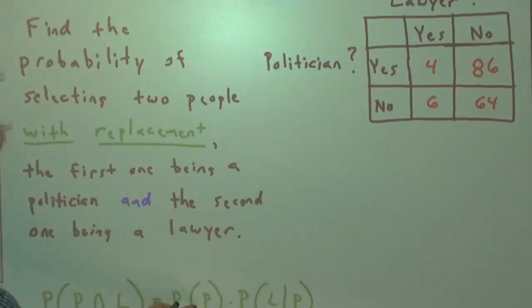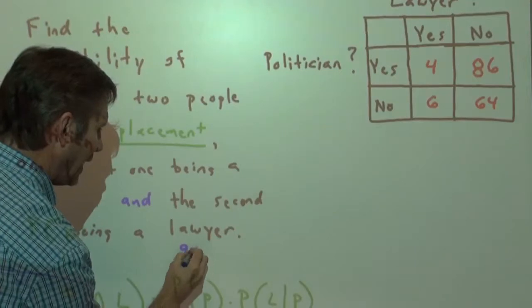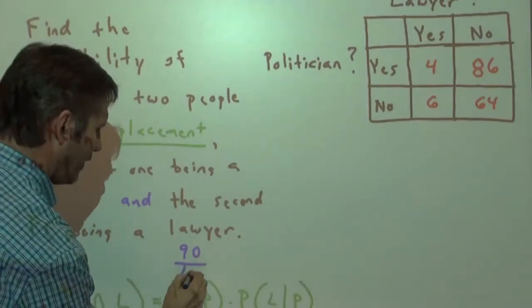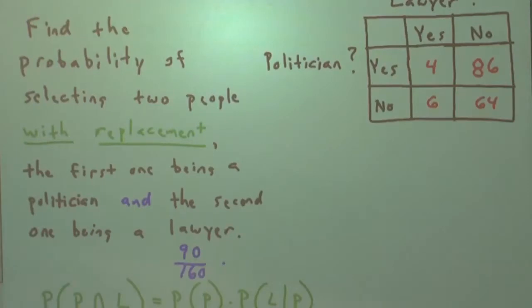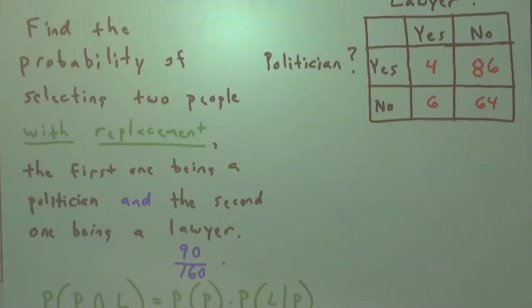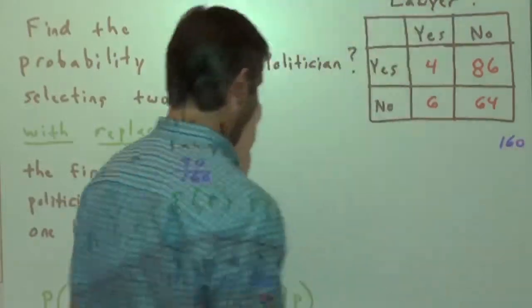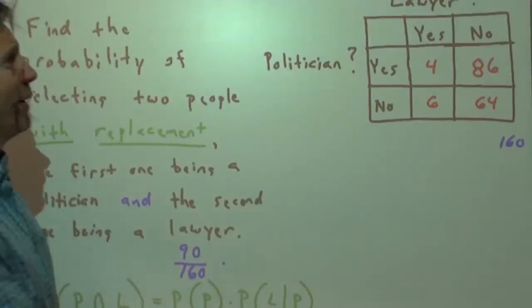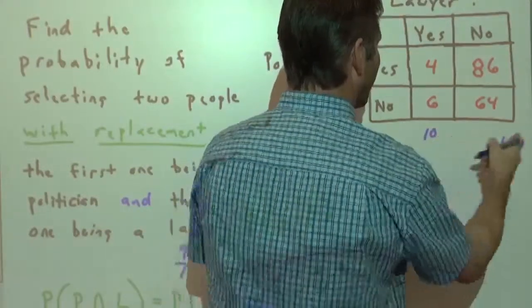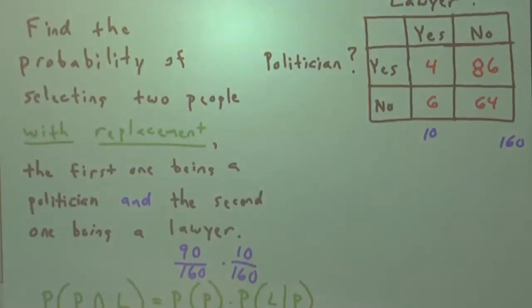Okay, so what's the probability the first person's a politician? Well, that would be 90 out of 160. And the probability that the next person is a lawyer, given that we selected a politician, well, because we're dealing with replacement here, we're putting the politician back in, so we still have our 160 people all together. So what's the probability that the next person is a lawyer? Well, we've got, let's see, 10 lawyers out of 160, so we would multiply this by this. There, that's how we'd get our probability of first getting a politician and then getting a lawyer.